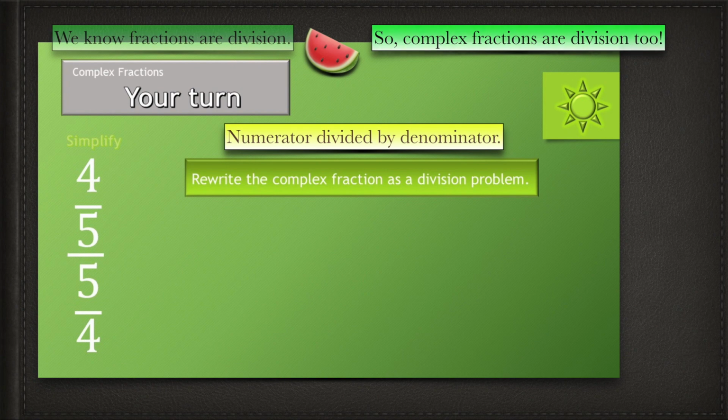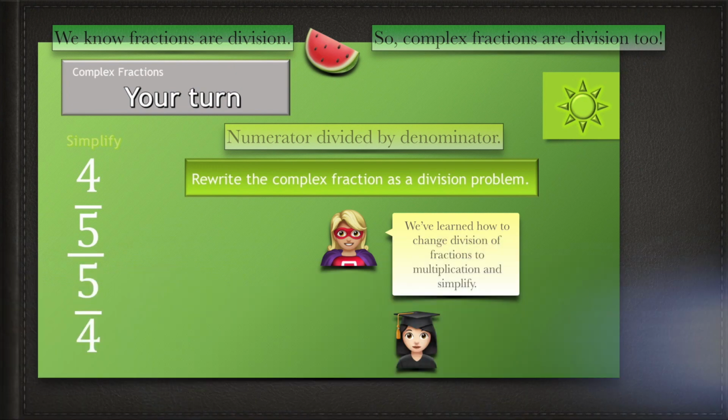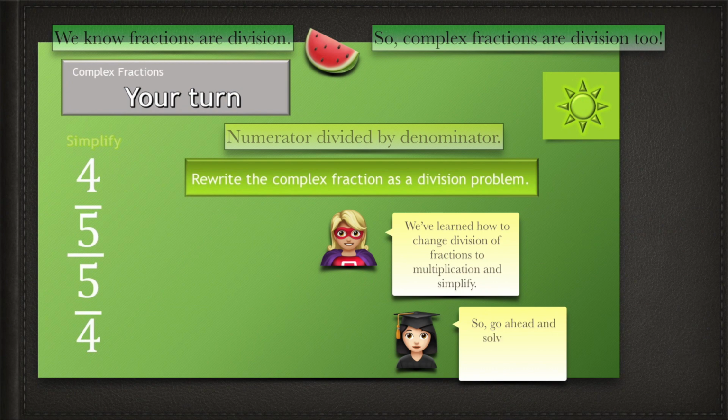Four-fifths divided by 5/4 here. That looks kind of interesting. Let's see what happens. We've learned how to change division of fractions to multiplication and simplify. So, go ahead and solve in your notebook and continue working.